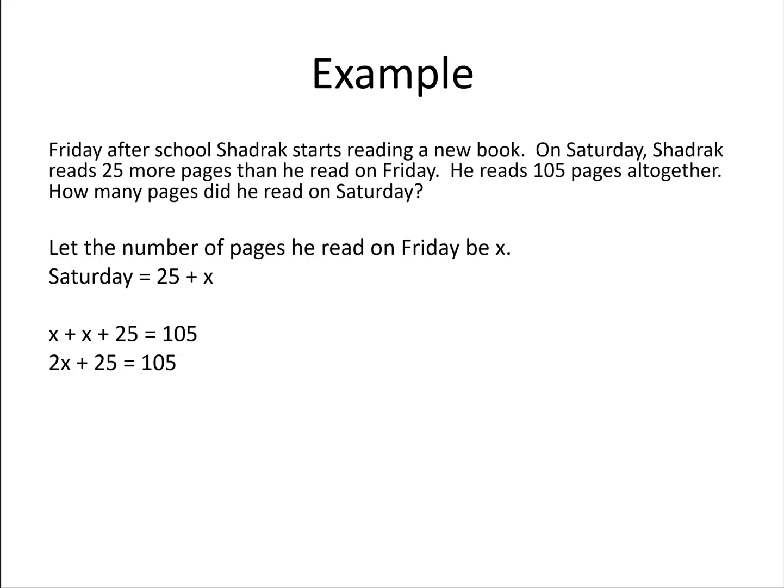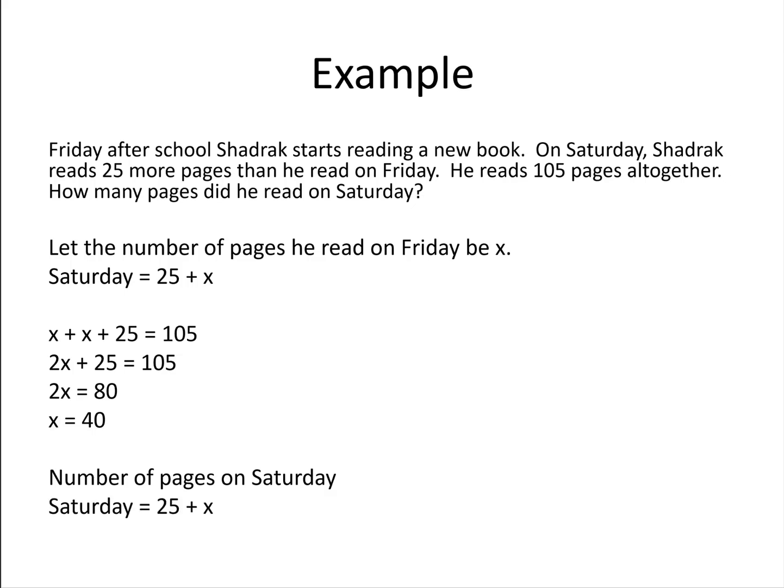Well, to get just 2X on its own, I need to take 25. But if I take 25 from one side, I must do exactly the same to the other side. And that gives me 2X equals 80. Or 2 times X equals 80. 2 times 40 equals 80. So X equals 40. Now, the number of pages on Saturday, if we look back to our equations, is 25 plus X. That is 25 plus 40, because I know that X equals 40, and therefore he read 65 pages on Saturday.